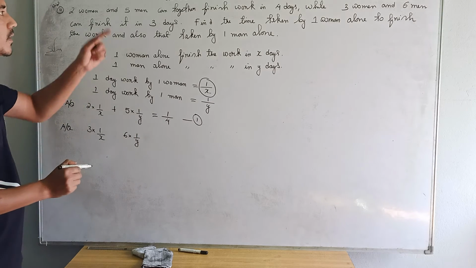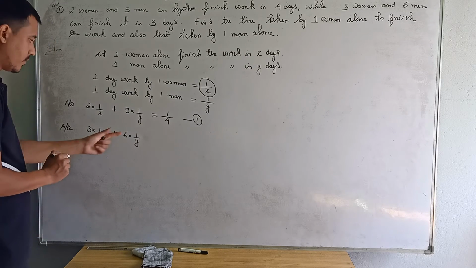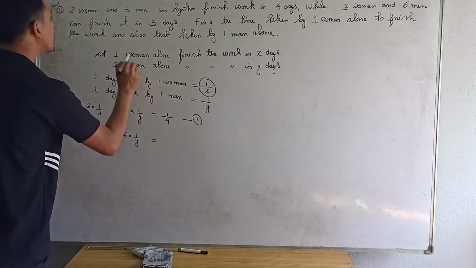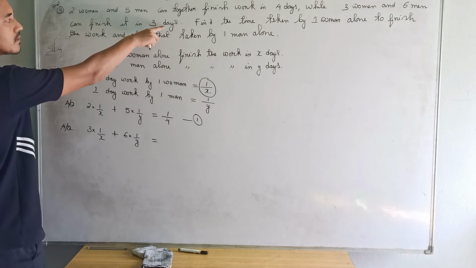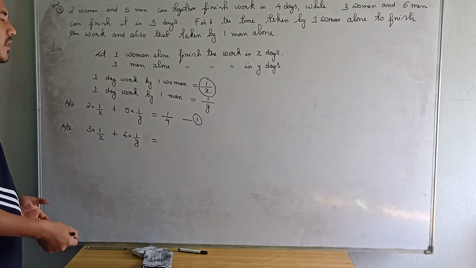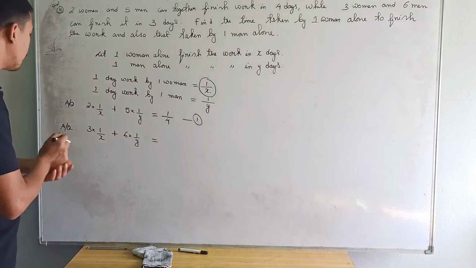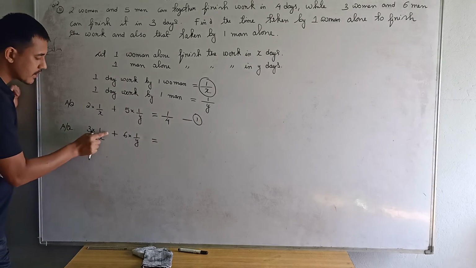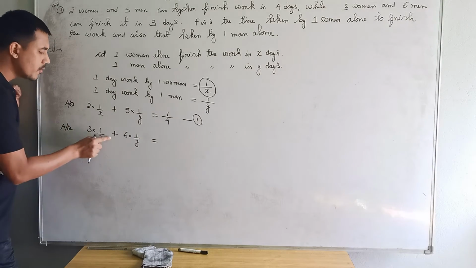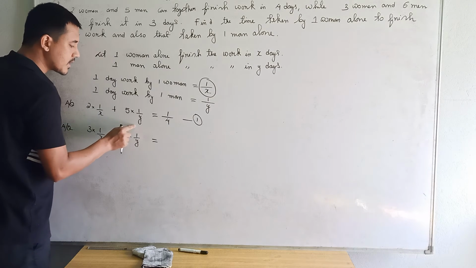Now see, this man and woman are working together. So let's add them together. Then they can finish the work in how many days? 3 days this time. You are increasing the number of men and women, so the number of days taken will decrease to finish the work, right? Now this is the work done by 3 women in 1 day.